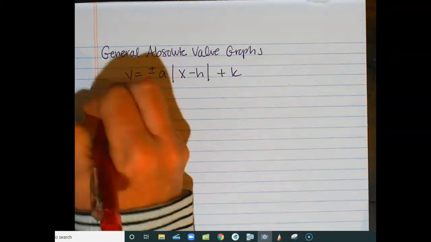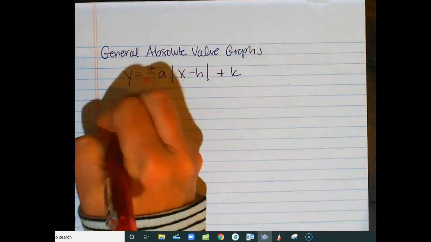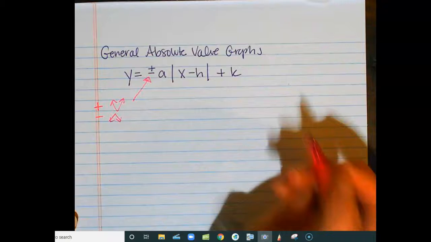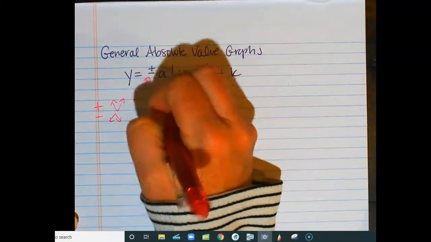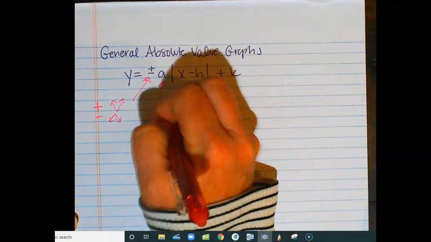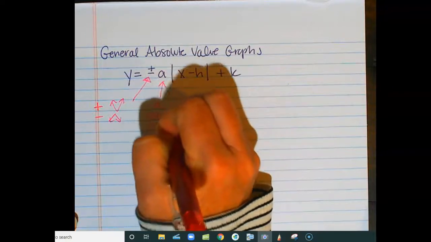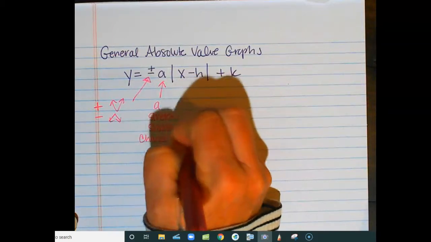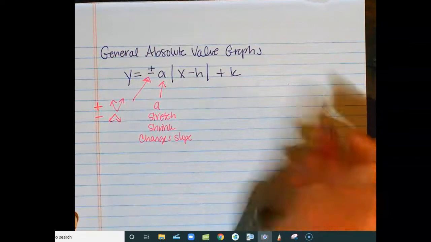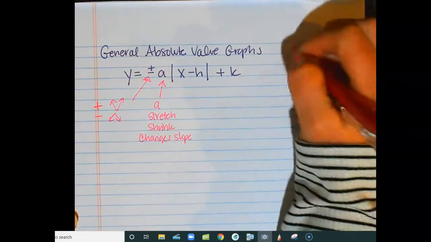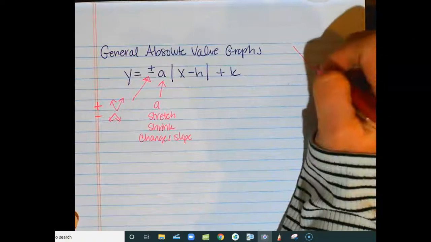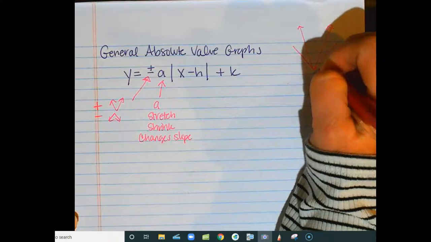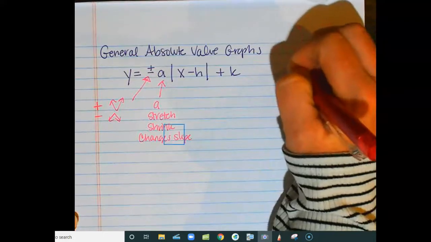So positive means it will go up, and negative means it will go down. It flips all the values and sends them down. This A here, A is the stretch or shrink. It changes the slope. So it takes a graph, and if it was a V like standard, if you make it a big number, it's going to be stretched up. It grows faster. And if it's a small number like a half, it would grow slower.